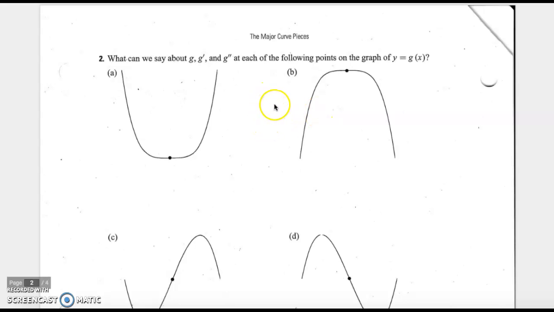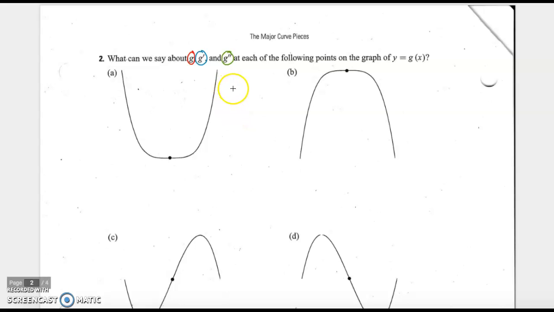All right, now we're going to be looking at very specific points on graphs and what we can determine about our first derivative, second derivative, and original function at each of those values. So again, I'm doing my original function in red, my first derivative in blue, and my second derivative in green, just so I can kind of keep organized with information and things that I know.